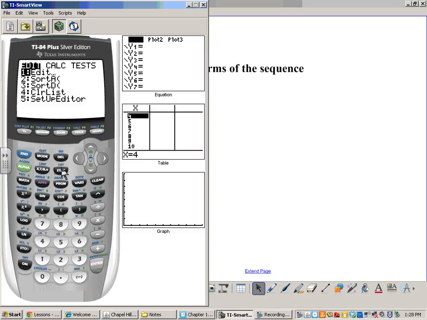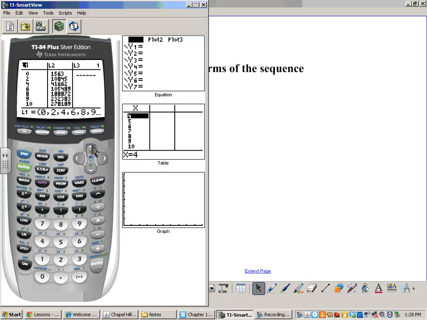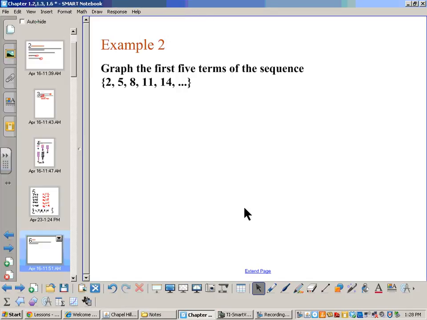I'm going to go to Stat, Edit, and if I have any numbers in here, I'm going to clear those out. You can just go up here and press Clear, Enter. And to L2 now, Clear, Enter. All right, so if I want to enter that sequence of numbers that I was talking about, let's go.